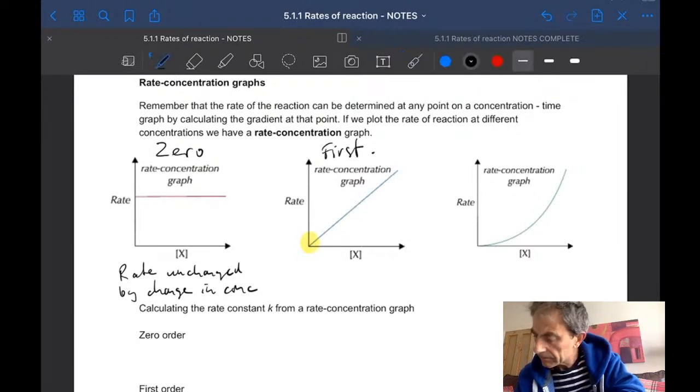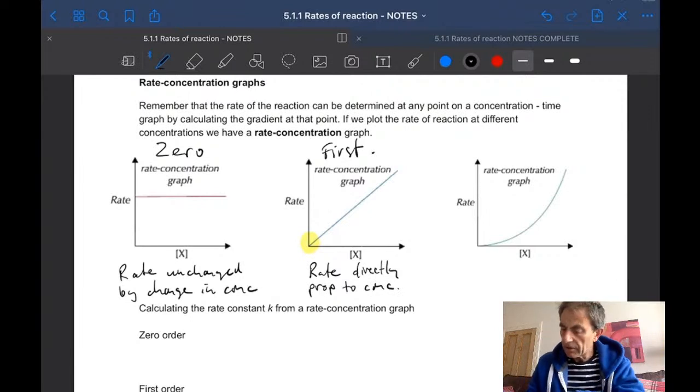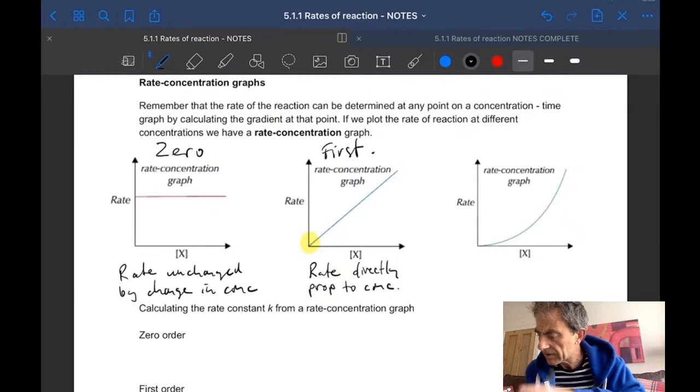So let's write that in. So this is the rate is directly proportional, let's put prop, to the concentration. So if you double the concentration, you double the rate. If you treble the concentration, you treble the rate, and so on. That's what we looked at on Wednesday, but obviously this is the graphical representation of that. This is obviously a second order reaction.